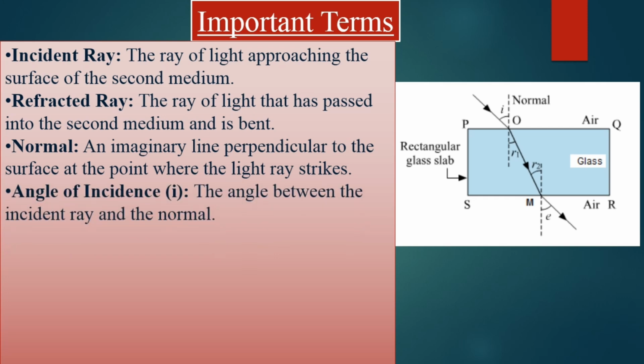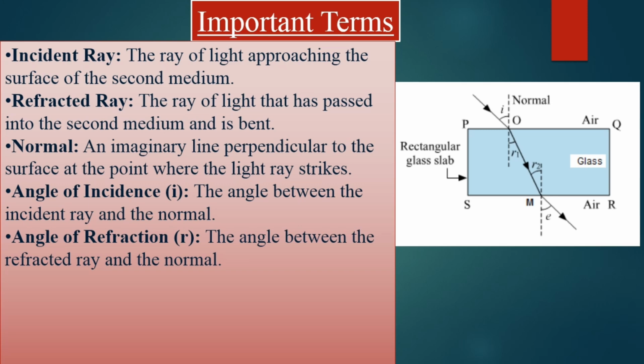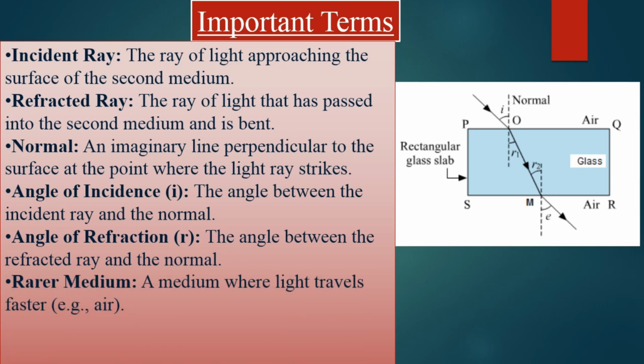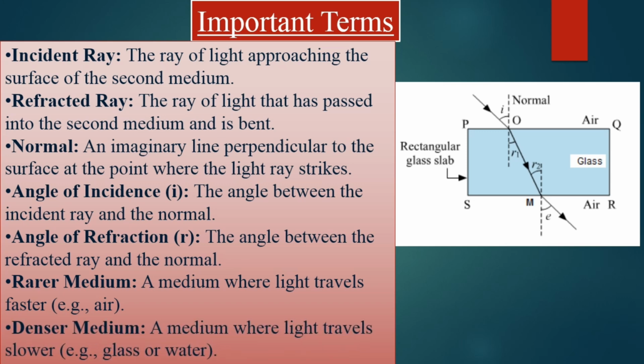Now let's talk angles. The angle of incidence, marked as I, is the angle between the incident ray and the normal. The angle of refraction, marked as R, is the angle between the refracted ray and the normal. And finally, the type of medium matters. A rarer medium is where light moves faster, like air. A denser medium is where light slows down, like water or glass. As we go through ray diagrams, keep these terms in mind. They help us understand how and why light bends.